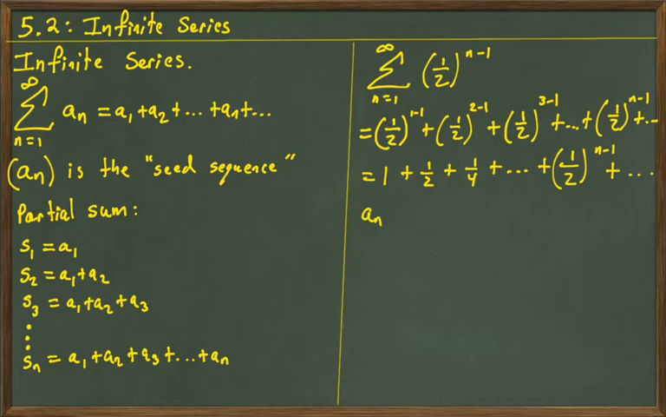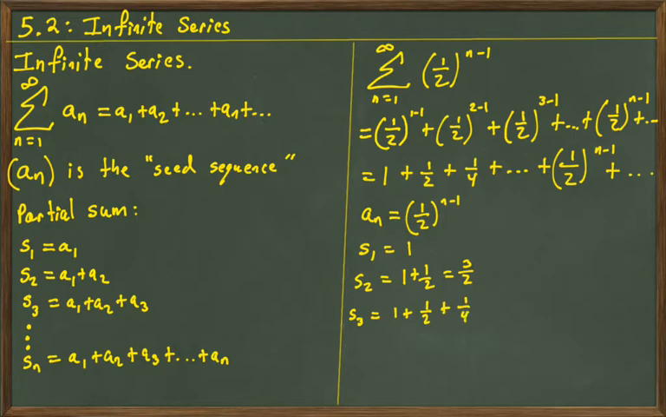For example over here, a sub n would be 1/2 raised to the n minus 1. So the first partial sum would simply be 1, and the second partial sum would be 1 plus 1/2, which is 3/2. And the third partial sum is going to be 1 plus 1/2 plus 1/4. The first two added up to 3/2, plus 1/4, and that's going to be 7/4.